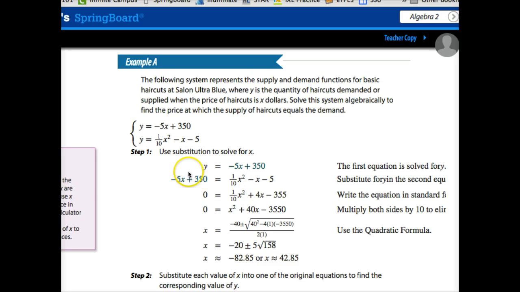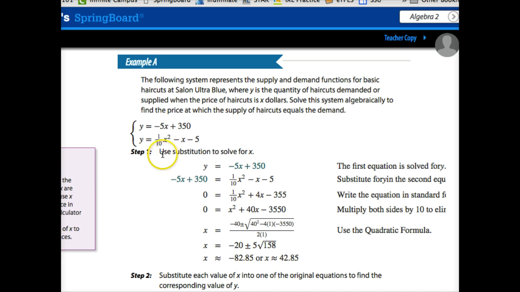We used our graphing calculator, found intersection points, and solved it graphically. This was the supply and demand functions for a quantity of haircuts based on the price x. Today we're going to focus on solving systems where one of the functions is linear and one is quadratic, algebraically. It's the same exact function, and we already know the answers from yesterday. Here it's just writing out the steps for doing it algebraically.